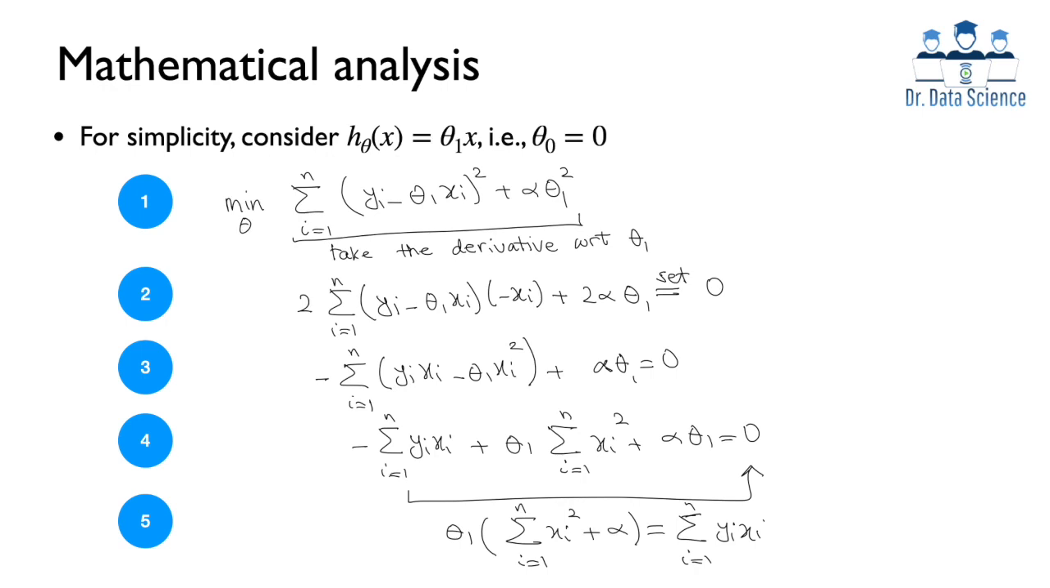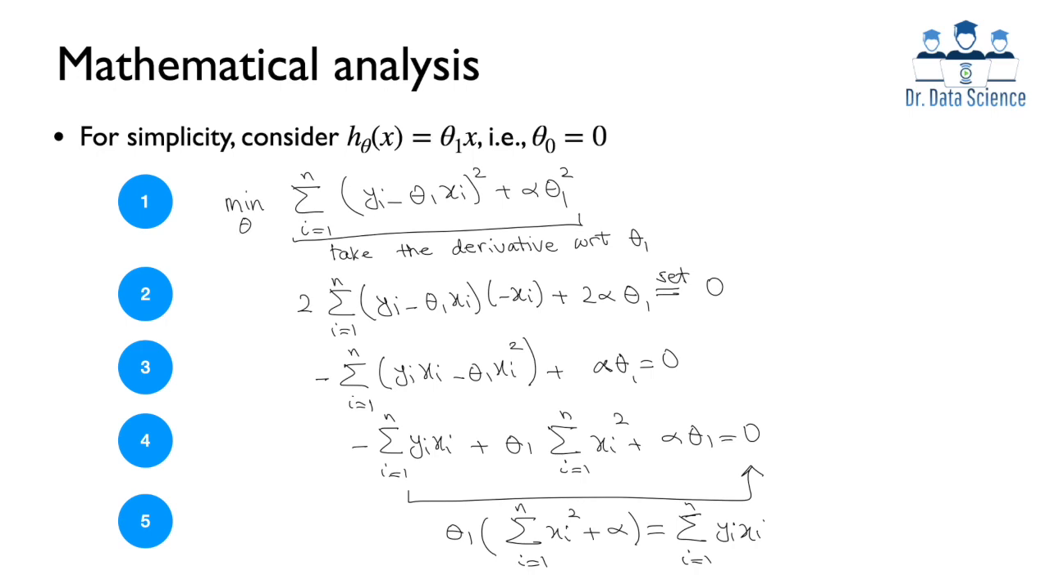So in line 1, you can see that this is the optimization problem that we have. In line 2, we take the derivative, and here you can, for example, use the chain rule. Set yi minus theta 1 xi, which is in the parentheses, to, let's say, z. So the derivative of z squared is 2 times z. And then you have to take the derivative of z with respect to theta 1. That's where we get this negative xi in line 2. And then we have this quadratic term theta 1 squared, whose derivative would be 2 times theta 1, and then we have that constant alpha. And then we set this equal to 0.